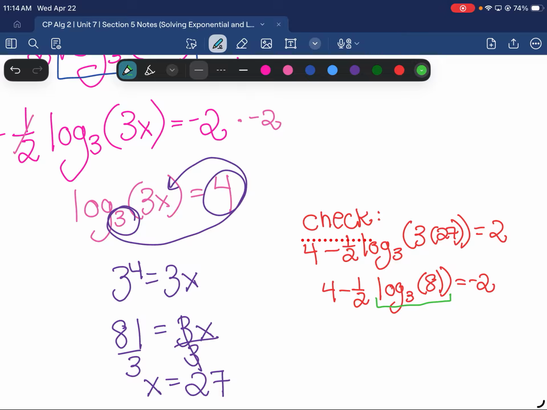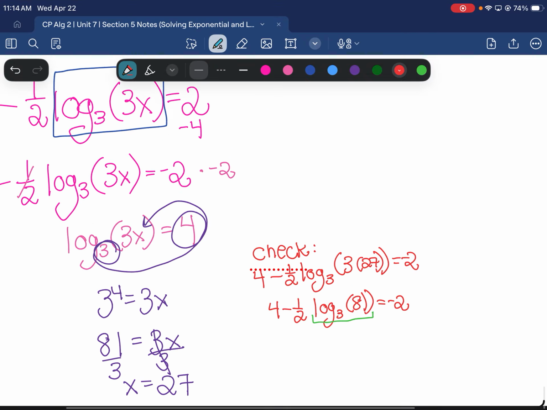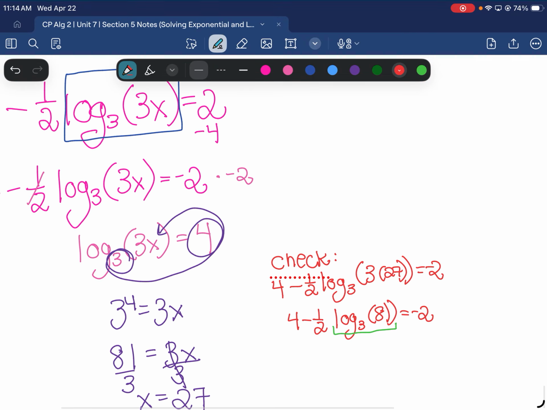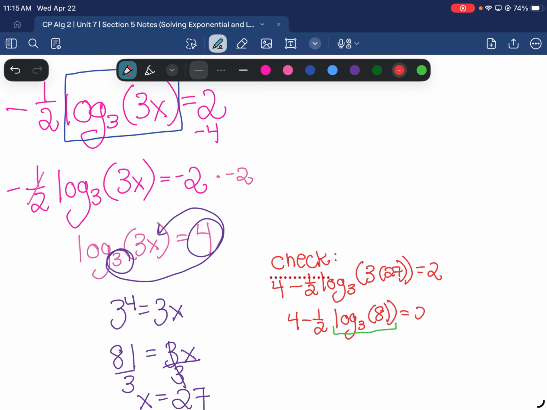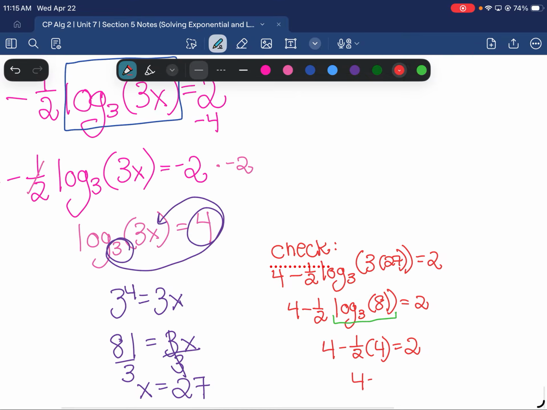Log base 3. Why did you go from 2 to -2? I don't know. What was I supposed to have? Sorry, I just missed the negative. Wait, is it a -2? Hold on. No, I was looking at this one. I'm plugging it back into the original, so it shouldn't be there. I'm sorry. There should not be a negative there. Log base 3, you need 4. Okay. So if we have 4 minus 1/2 of 4 equals 2. 1/2 of 4 is 2. So 4 minus 2 equals 2. There you go.